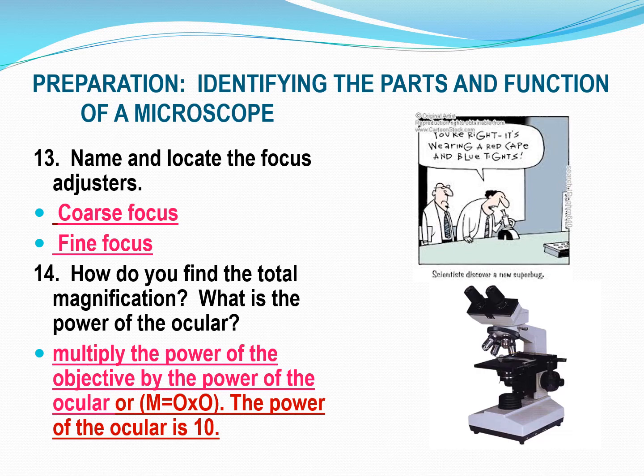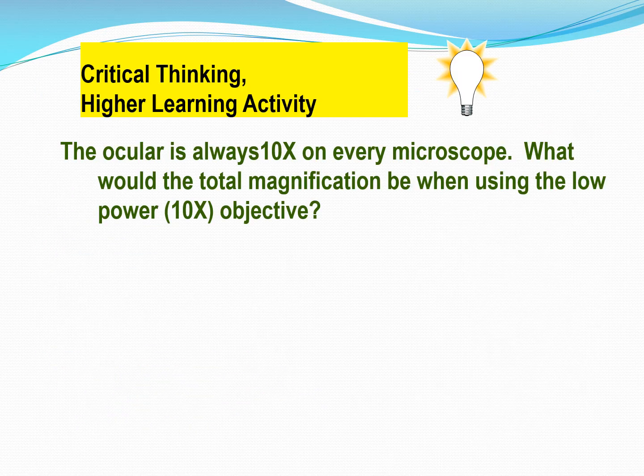And then when you talk about magnification, okay, you want to talk about what is the power of the ocular. So what you want to do is multiply the power of the objective by the power of the ocular, or M equals O times O, okay? The power of the ocular is always 10, right? So you want to multiply 10 by the power of your objective, okay, to get your total magnification between the objective and the ocular. And remember, the ocular is always 10.